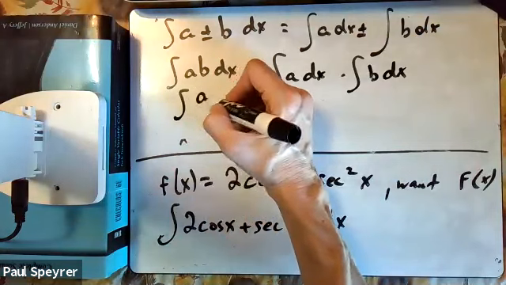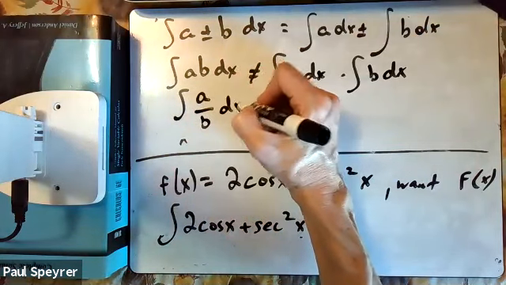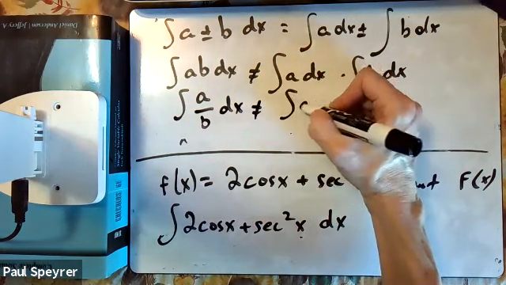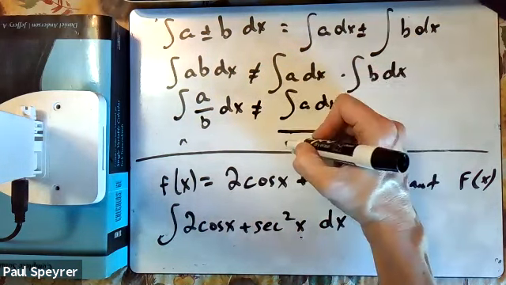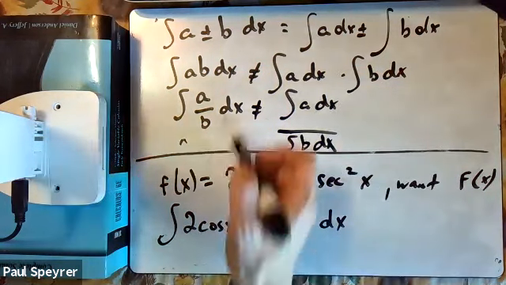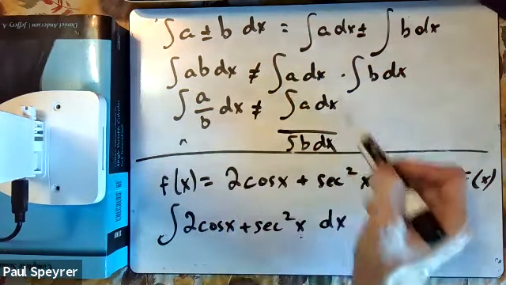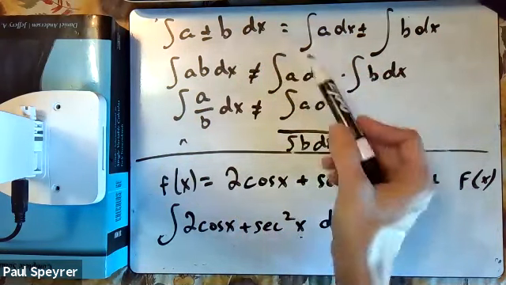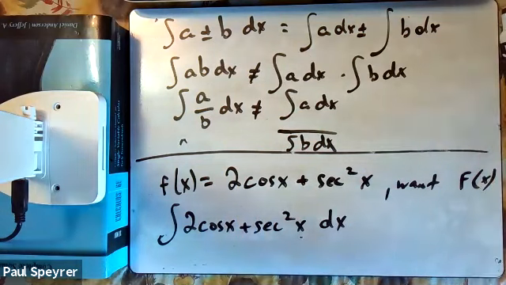If we have the integral of a over b dx, we can't say, oh, that's the integral of a dx over the integral of b dx. We can't integrate it like that. So multiplication and division make things a lot more complicated. But if it's addition and subtraction, then yeah, we just go ahead and split it up.